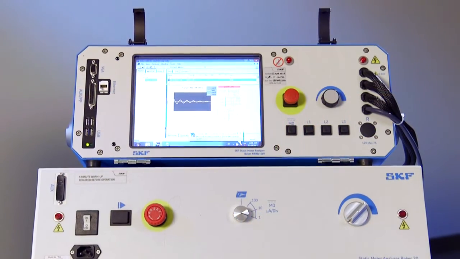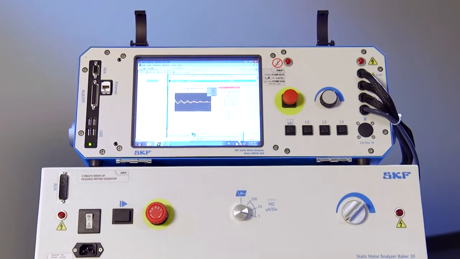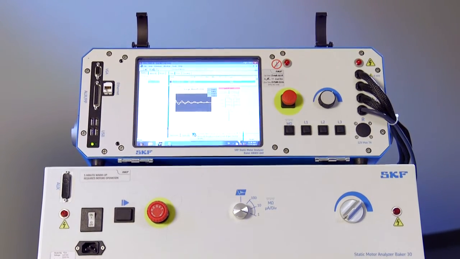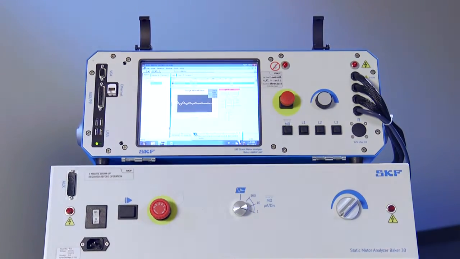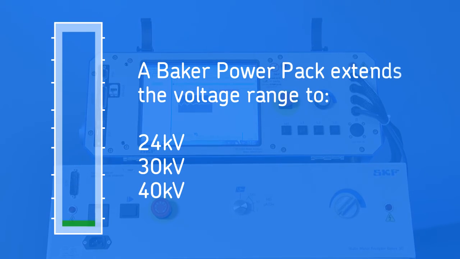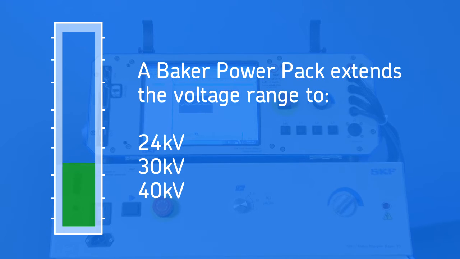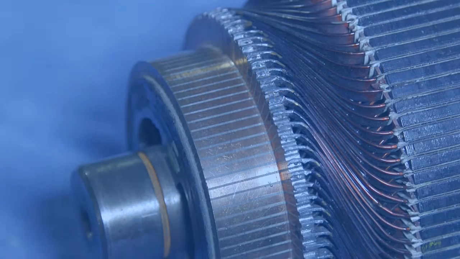For testing of very large motors or form-wound coils, the voltage range of the SKF static motor analyzers can be extended using a power pack. These solutions boost the output voltage to 24 kV, 30 kV, or 40 kV for the ground wall insulation DC tests and the turn-to-turn insulation surge test.